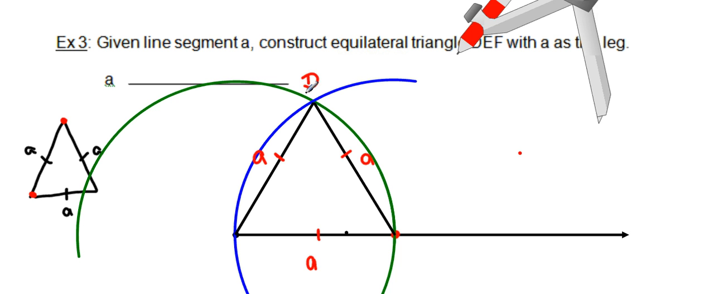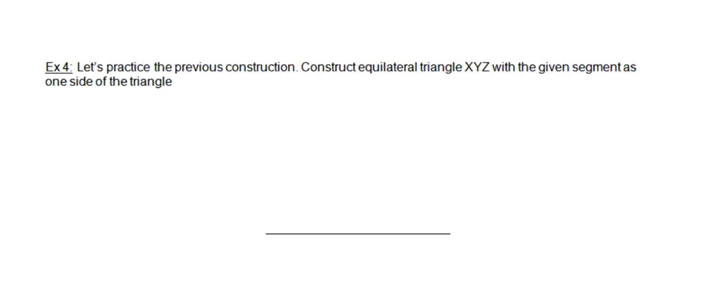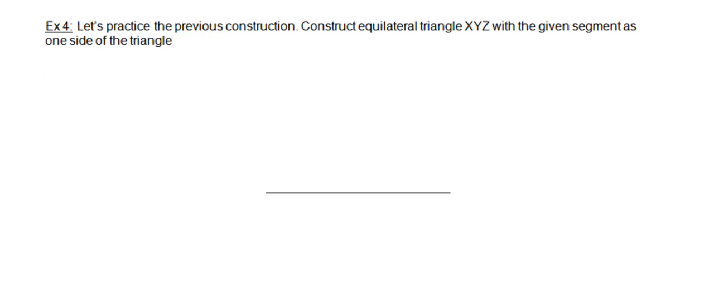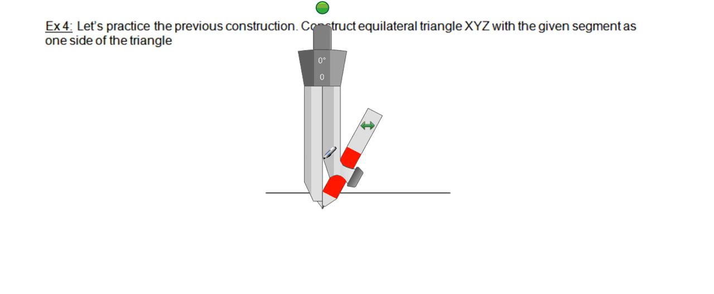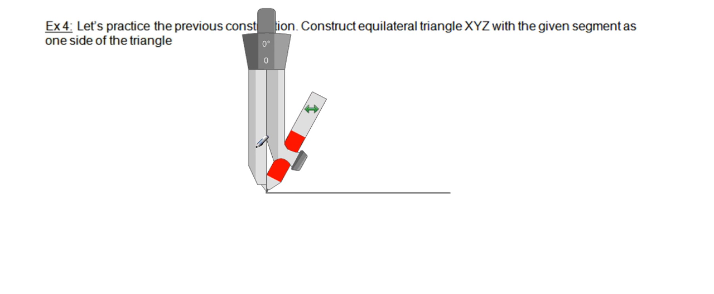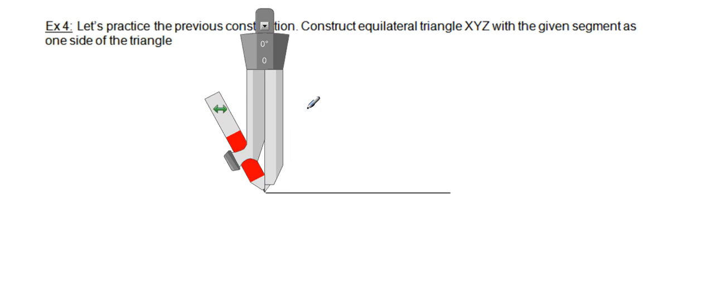And they wanted us to label this DEF, so I'm going to follow directions and label that triangle DEF. All right, that's a fun construction. It's also one that's very popular on the Regents exam, so for number 4 we're going to practice that one again. It says construct equilateral triangle XYZ using the given line segment as one side in the triangle. So I'm going to dig out my compass and measure the length of that line segment.